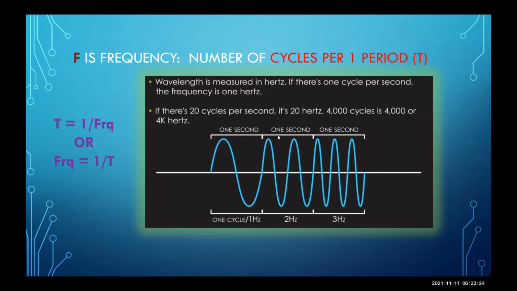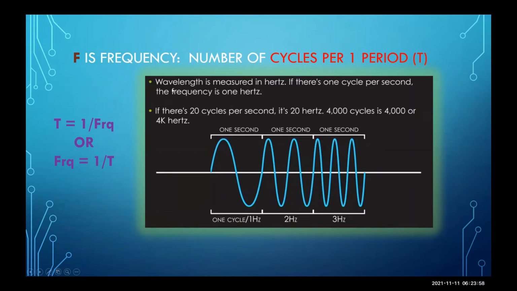On the second example here, it says 1 second. The period is still 1 second, but how many times does the cycle repeat? 1, 2. So it repeats 2 times. That means the frequency is 2 hertz, right? On the third example, the period is still the same, but the cycle repeats itself 3 times, right? So that's why we have it at 3 hertz.